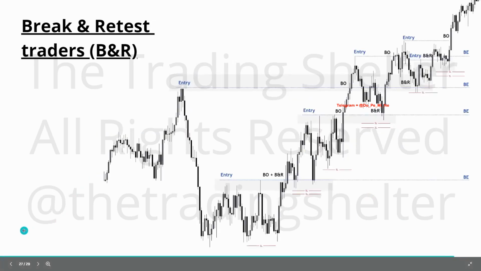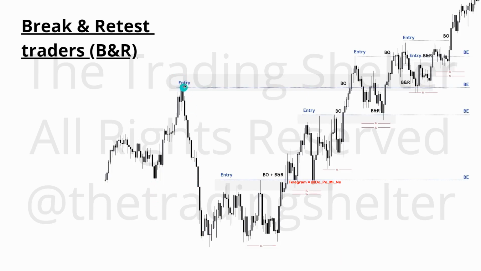Let's go back and check on the charts so you can see exactly. This is exactly the same thing, all right? So if people would enter here, putting a stop loss here, price would liquidate the stop loss.